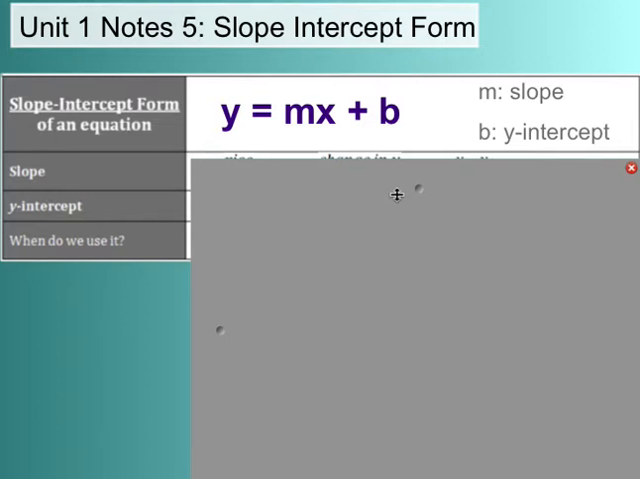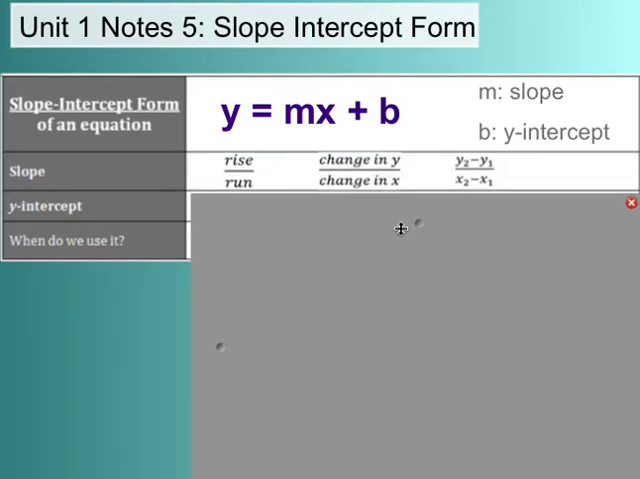So what is the slope? Well, we talked about the slope a little bit on our last note sheet. Our slope was rise over run. Sometimes people even look at it as change in y, so how much you're going up or down, over change in x. And then there's that formula, y2 minus y1 over x2 minus x1. That's the formula that we worked on in the last worksheet.